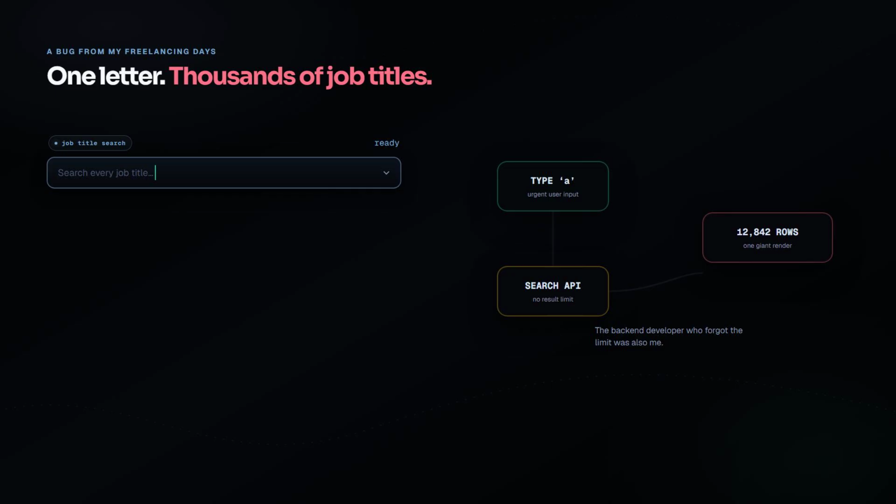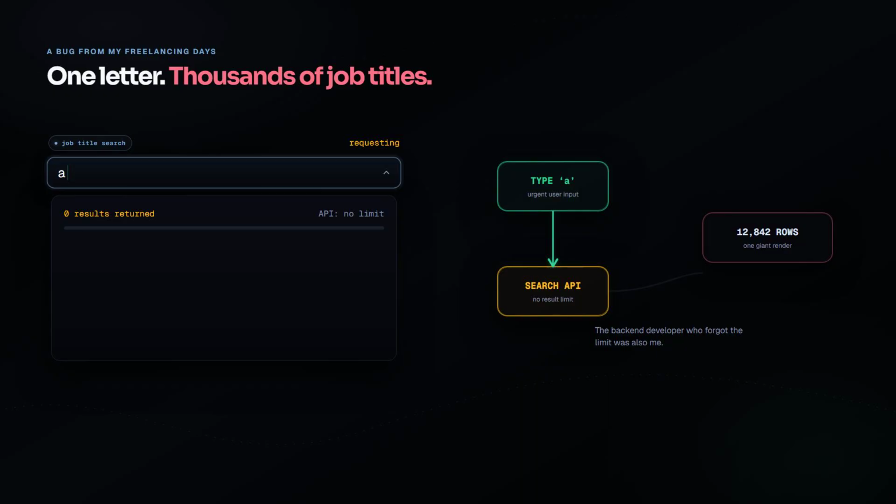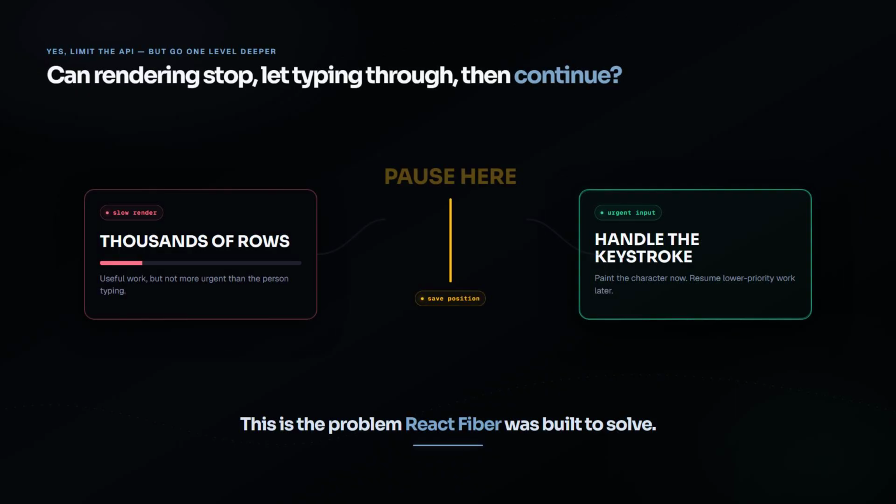So as soon as I tried to search for a job in an input, suppose with the character A, the API would return thousands and thousands of titles, making the entire input element stuck for a few seconds until the render work was done. So if I input something else, the input element would not work and the application would feel stuck. Now, solving this by adding a limit to the API is an obvious solution. But what if we want to solve this on the front-end side?